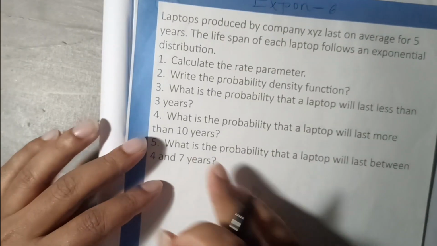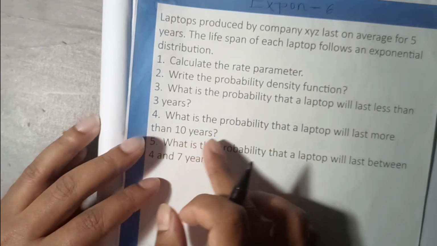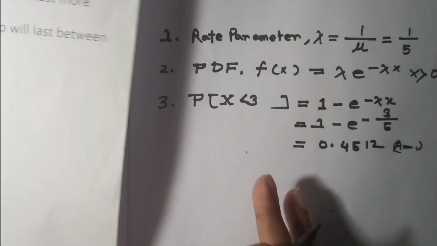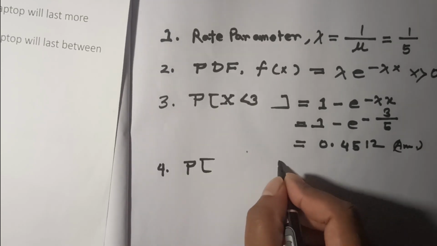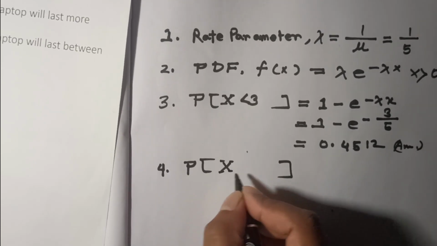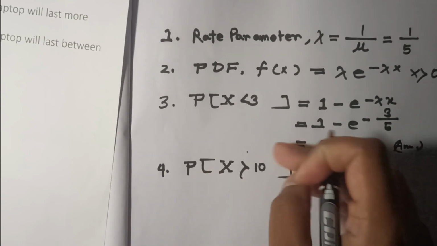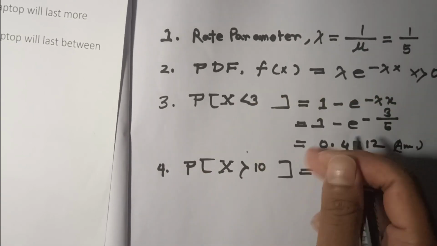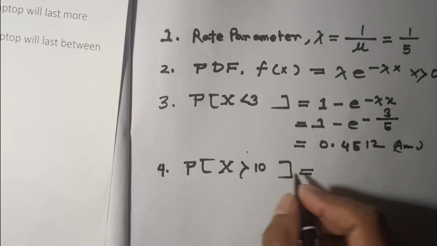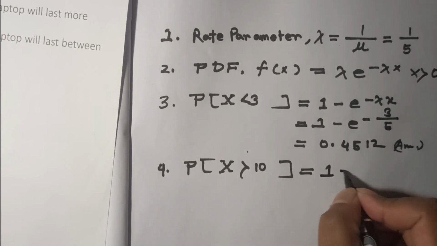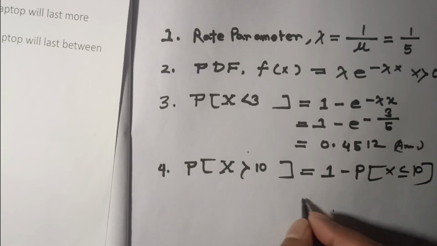The next question is: what is the probability that a laptop will last more than 10 years? So it is the opposite of the previous one. They ask for the probability of greater than 10 years. So we can convert it into a form so that we can easily use the CDF formula and calculate the solution. So here it will be 1 minus the probability of x less than or equal to 10.